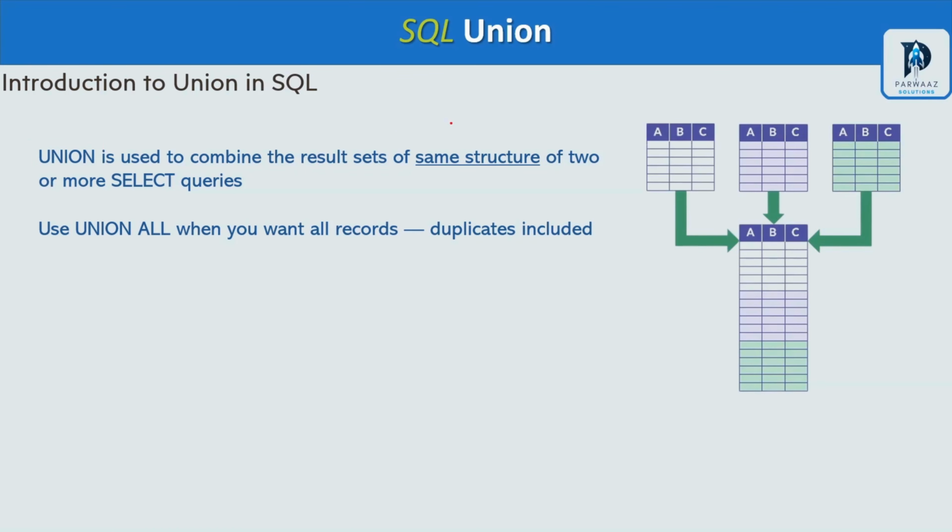For example, in the first table we have the order 001. That order is also present in the second table, 001. But when we use union, the duplicate will be removed and we will get only one record. But when we use the keyword union all, we will get two records for the same order, that is 001. So that is the basic difference between union and union all.